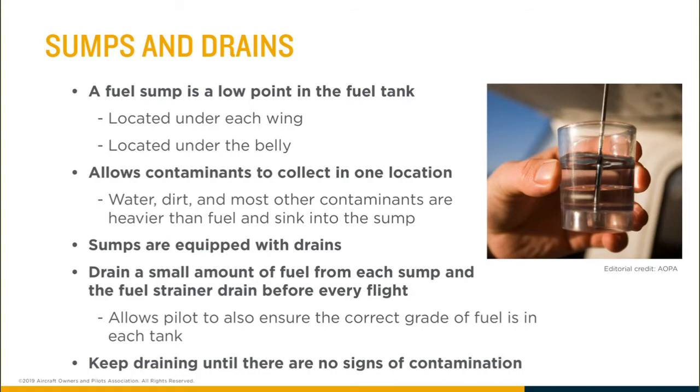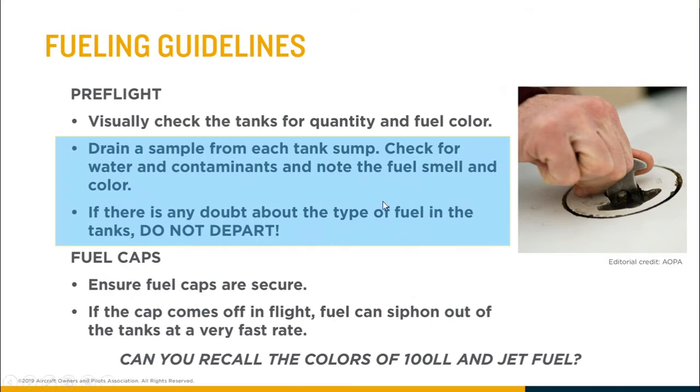It's part of one thing, and that allows you to make sure that the fuel you're using is not contaminated. If it's contaminated, it could mess up the engine, and you don't want that to happen while you're in the sky. So again, your job is to drain each tank sump. You're going to check, make sure there's no contaminants, the smell is right, and the color's right. And if you're not sure about the type of fuel, you don't depart. You don't want to get up in the sky and have the wrong kind of fuel in there. So that's your job for that.